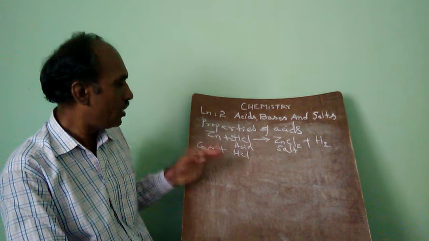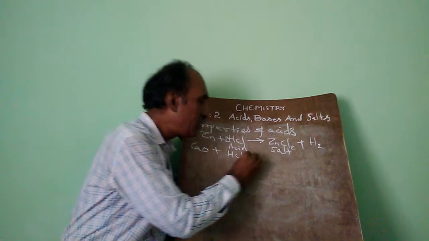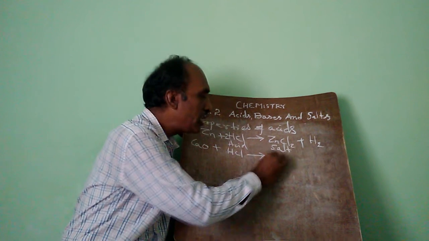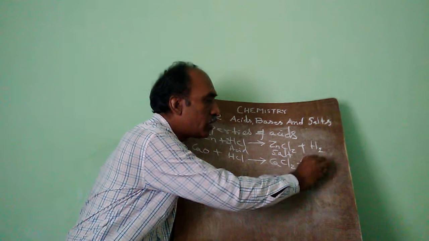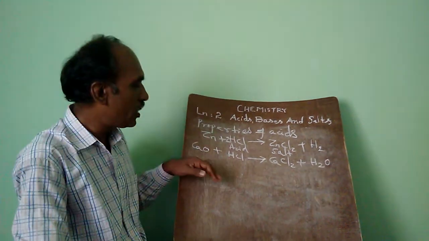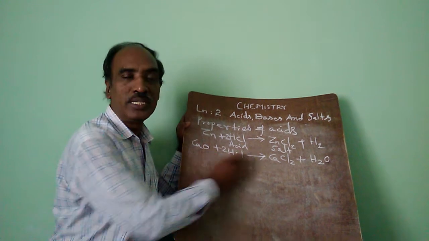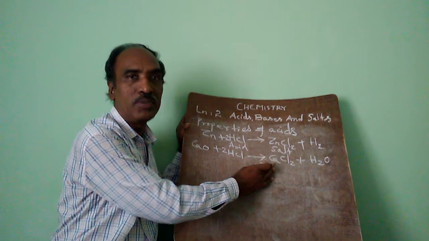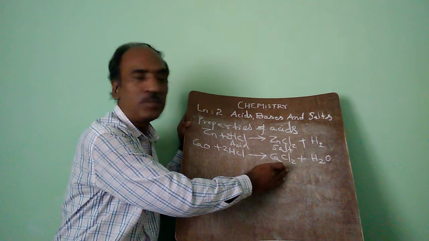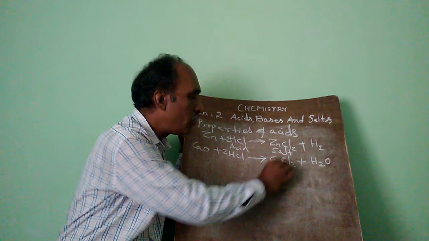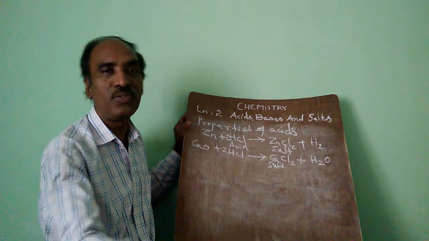Clear? Next, calcium oxide, a metal oxide. If it is treated with HCl, it will give calcium chloride, a salt, plus water. Here also, for balancing we put 2 here. Now this is a balanced chemical equation. In this case, metal oxide reacts with acid and forms salt and water. So all metal oxides react with acid and form salt.